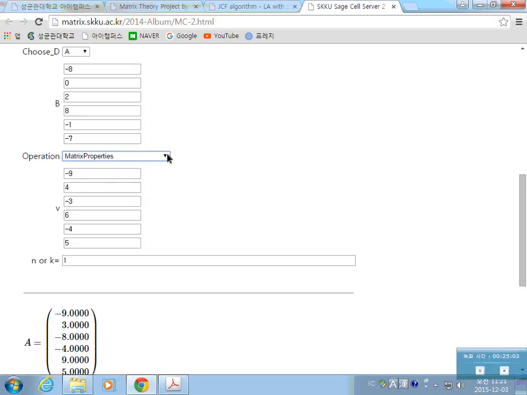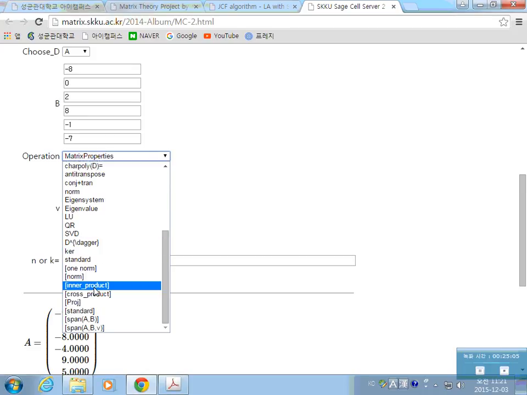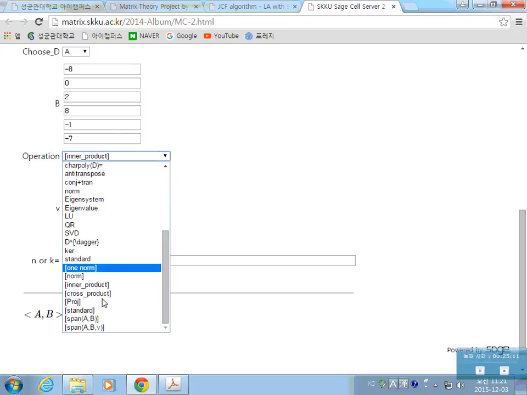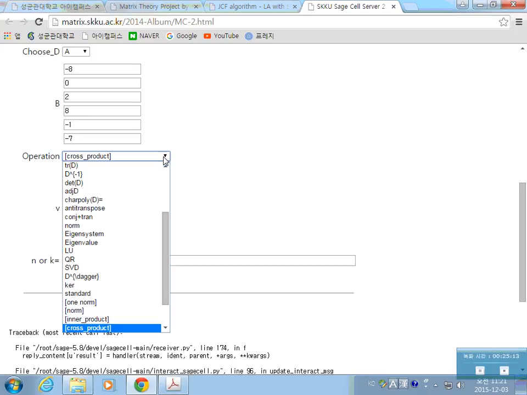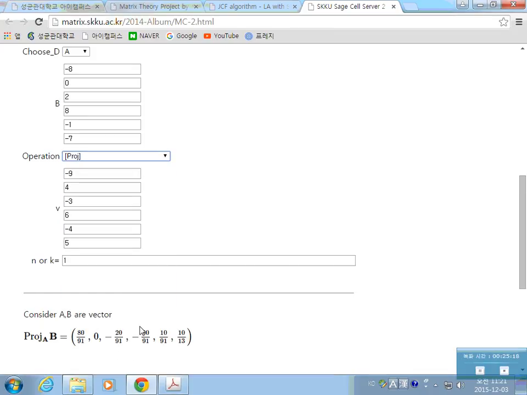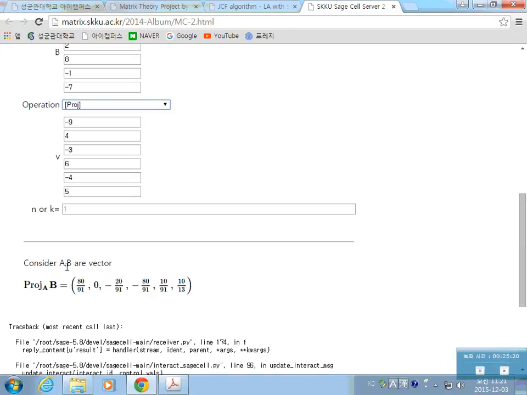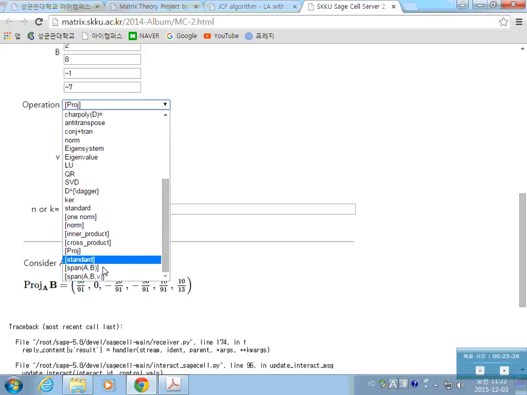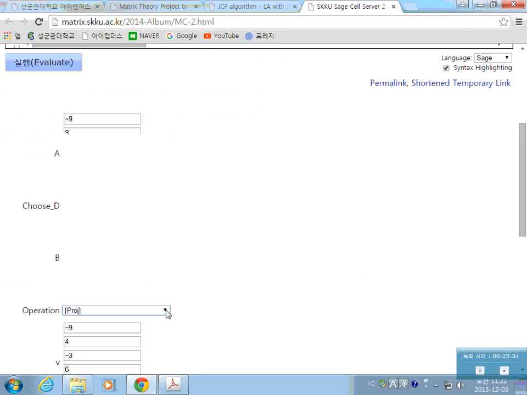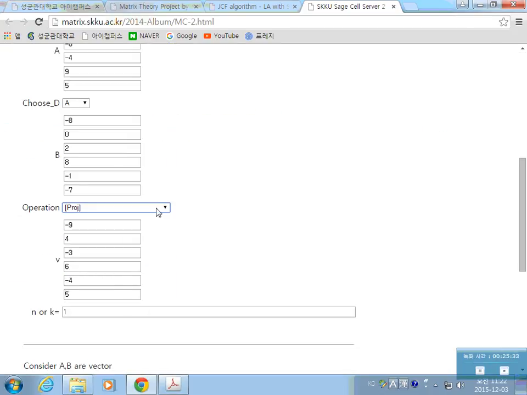By matrix, you can find what? The inner product of the A and those two vectors. Okay, like this. And the cross product, or cross side, yes, projection of B onto the span of A, and like this. These are all made by us, so you can use it whenever you need.